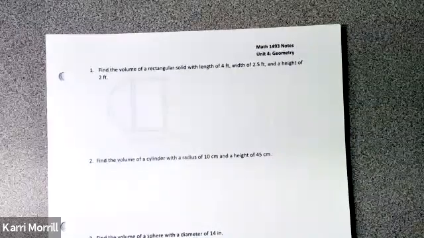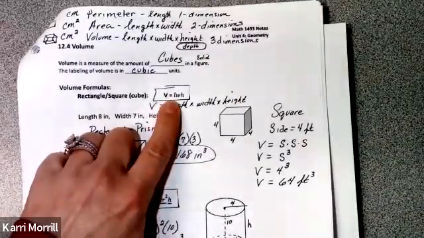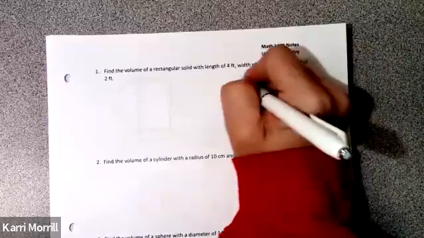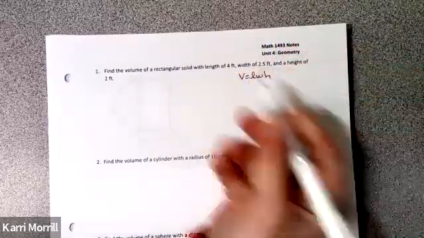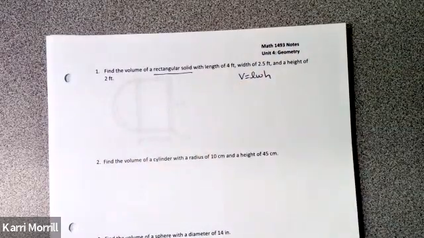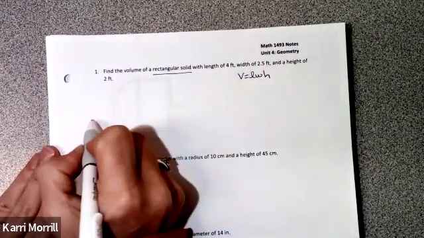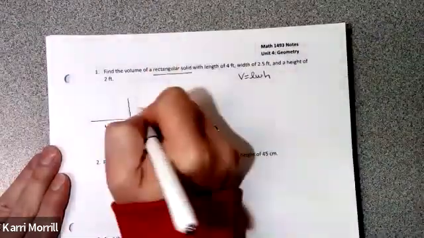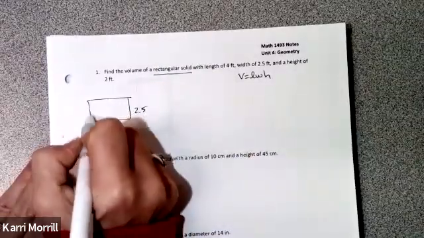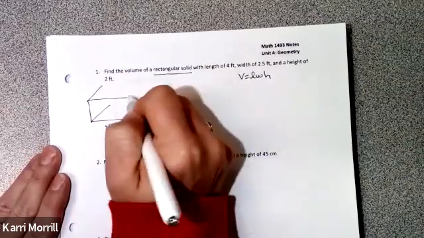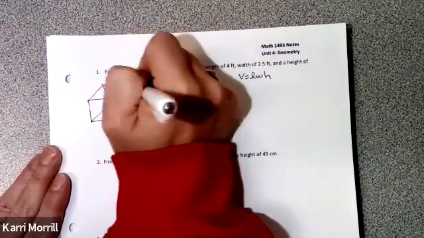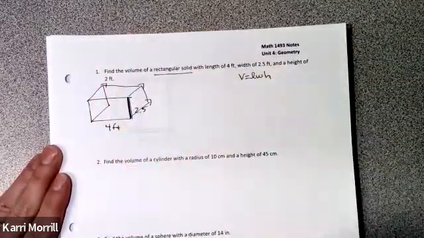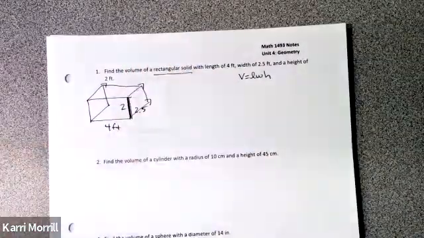So really, you just need to go back to your rectangular solid formula, and you can draw pictures. We know that we're using the length times width times height formula. If you like to draw pictures, it has a length of 4 feet, a width of 2.5 feet, and then it has a height of 2 feet. So if you like to see pictures, that helps a lot.